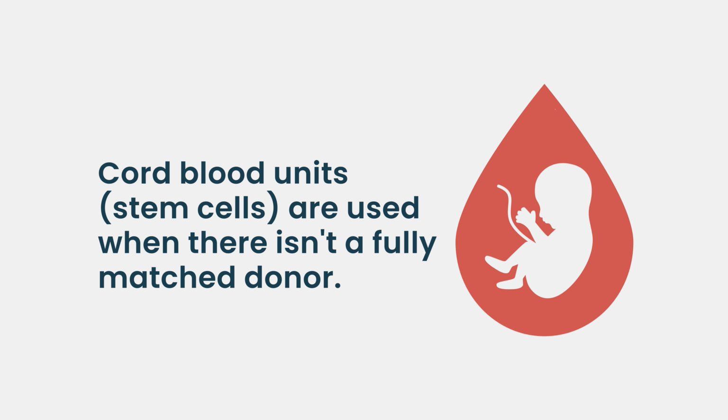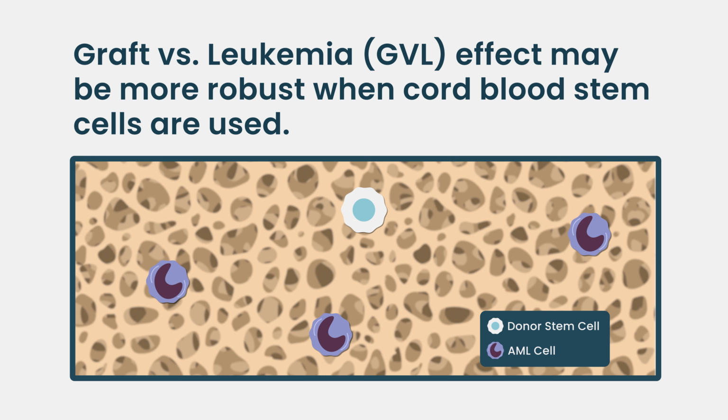And then cord blood units we will use for patients in some centers where they don't have a fully matched donor. And there is some emerging medical science that's showing that perhaps with cord blood units for very high-risk myeloid diseases, they may have a different form of GVL that's more robust than if we use a fully matched donor, that may lower our risk for relapse. So some centers are now preferentially using cord blood transplants.